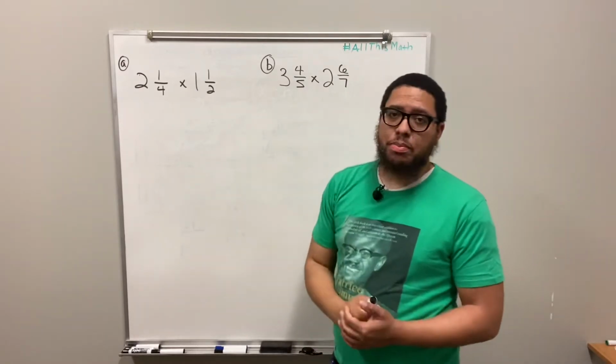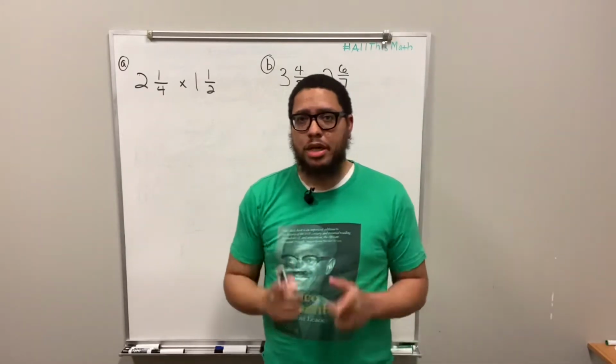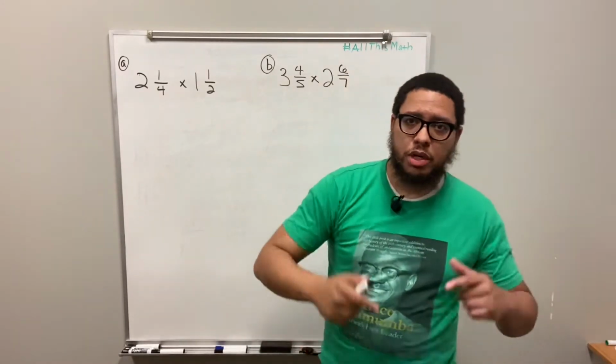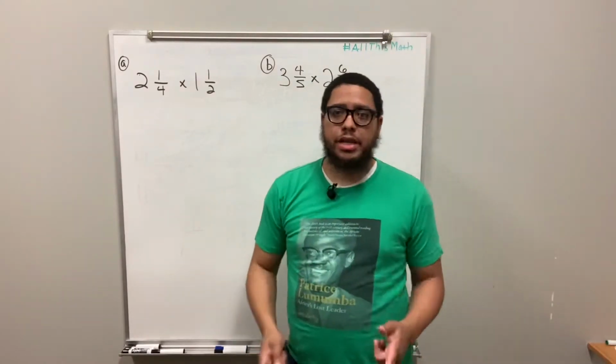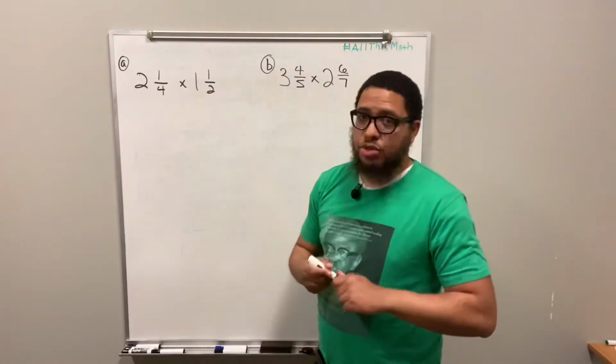So when we're multiplying, the first thing we want to do is convert our mixed numbers into fractions. We want to convert our mixed numbers into fractions. All right? Now, how do you do that? This is how you do that.